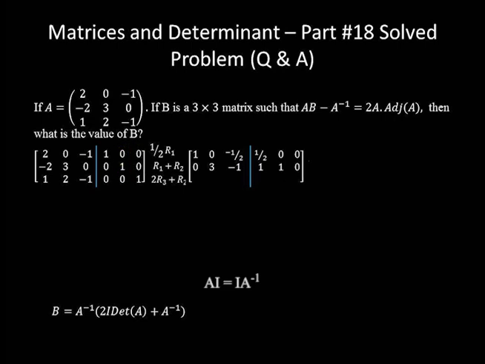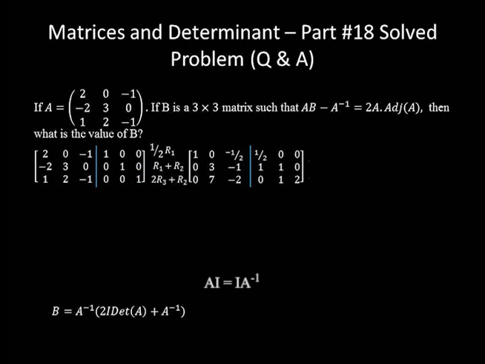Carrying forward to row 3, 2 times 1 is 2, 2 plus negative 2 equal to 0, 2 times 2 is 4, 4 plus 3 gives us 7, 2 times negative 1 is negative 2, negative 2 plus 0 gives us negative 2, 2 times 0 is 0, 0 plus 0 equal to 0, 2 times 0 is again 0, 0 plus 1 gives us 1, 2 times 1 is 2, 2 plus 0 equal to 2.